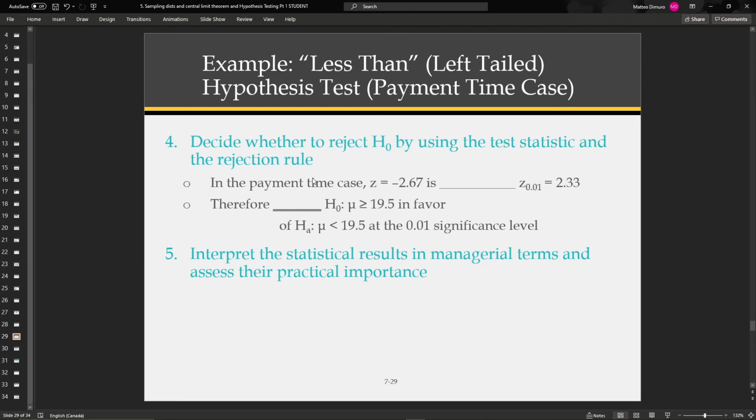So in this case, I might have the wrong number here. Yeah, this is a typo. This should be negative. There we go. Negative 2.88 is what we just found. So, in the payment time case, z is equal to negative 2.88, which is less than the z alpha score of negative 2.33. Therefore, we reject HO.